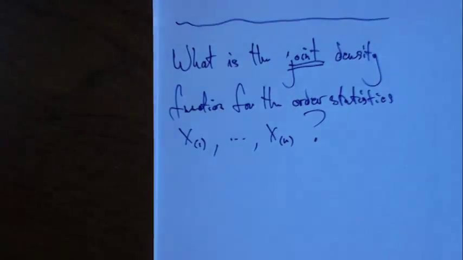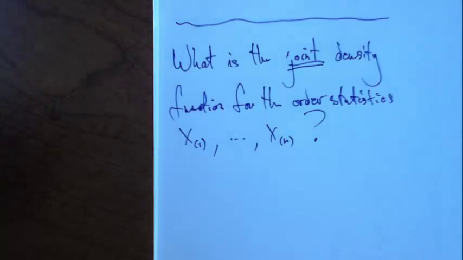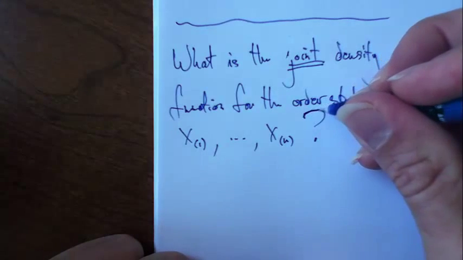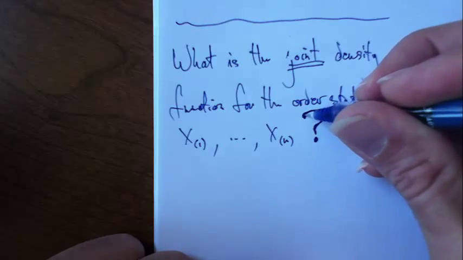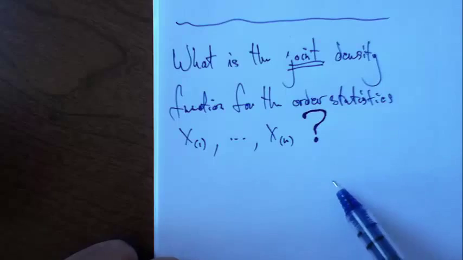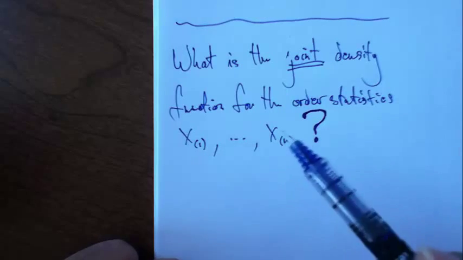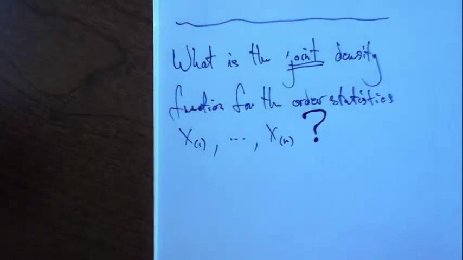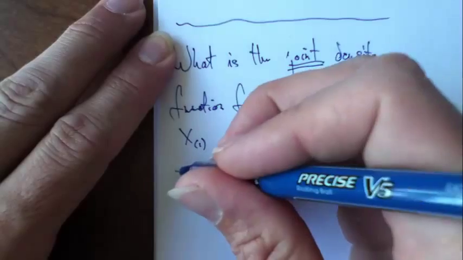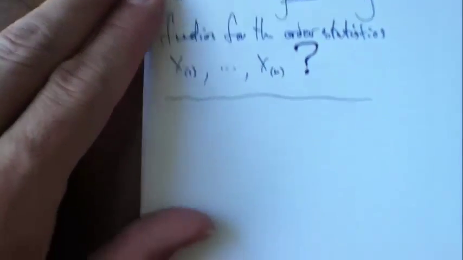So here's a question. What is the joint density function for the order statistics? In fact, if I knew the joint density function for the order statistics, then maybe I could use that to get the marginals, know the behavior of the first one, the behavior of the second finishing time, and the behavior of the kth finishing time. I don't know. I really don't know, but let's consider a similar problem.